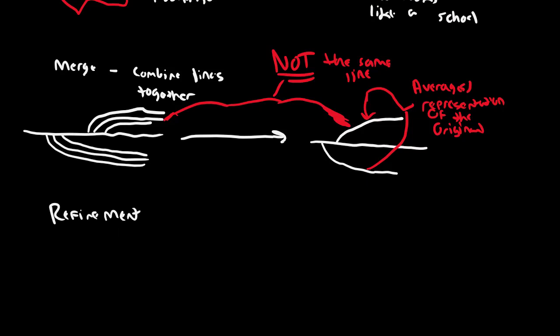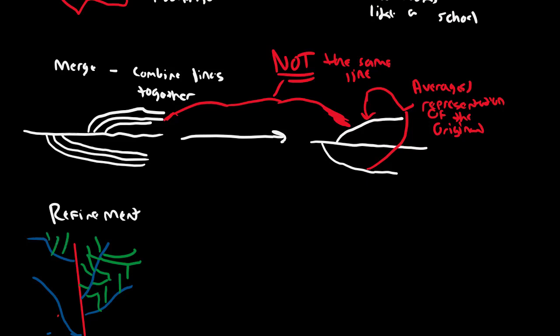But with refinement, let's say we have a stream data set. And in that stream data set, we have the big main stream. And then off of the big main stream, we might have, say, a couple of secondary streams. And then off of those secondary streams, we would have a bunch of sort of tertiary streams, something like this maybe. So if you ever look at a stream data set, you would definitely recognize this sort of branching pattern. It almost looks like a tree, where the green lines feed into the blue lines, feed into the red line.